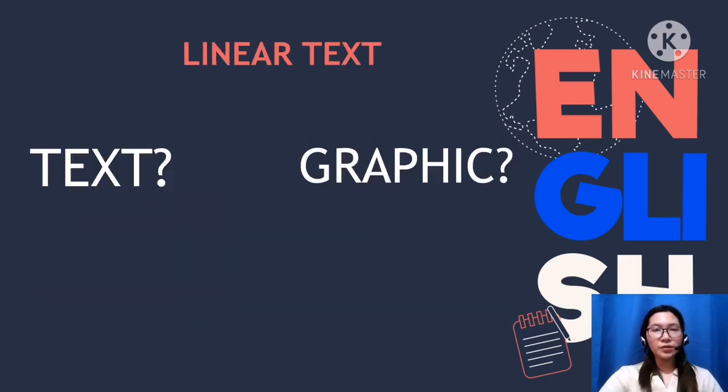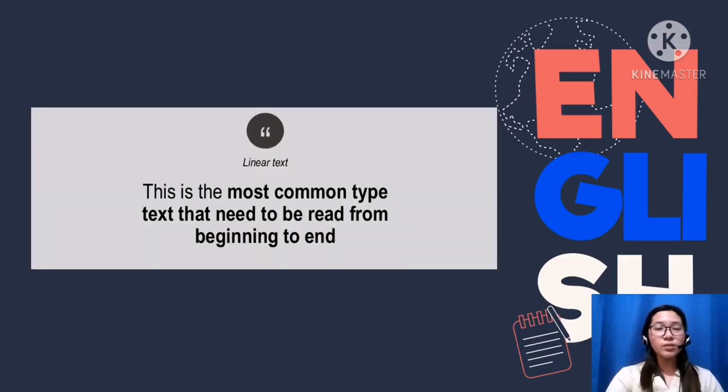Last quarter, we have discussed linear text and non-linear text, isn't it? Can you identify now if linear text is an example of a text or a graphic? What is their answer? Let's see. Very good. Linear text is an example of text because this is the most common type of text that needs to be read from beginning to end. Examples of linear text are novels, biographies, short stories, isn't it?